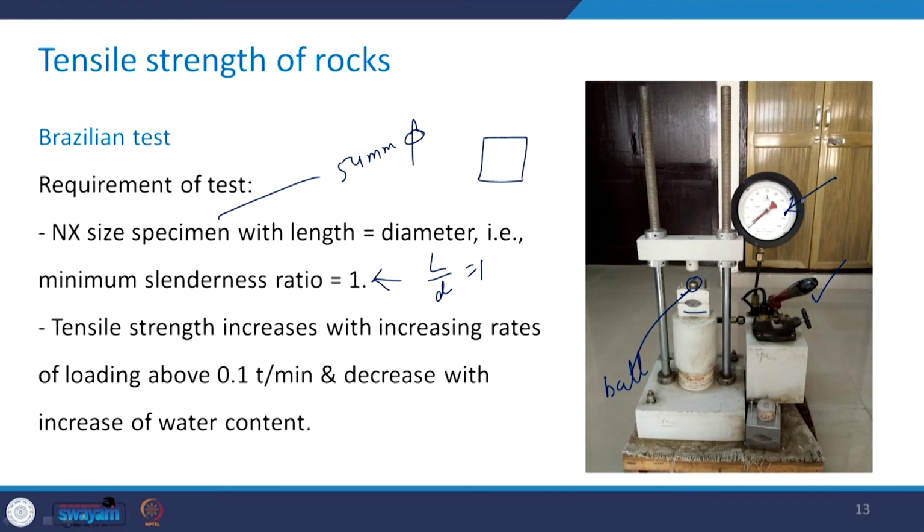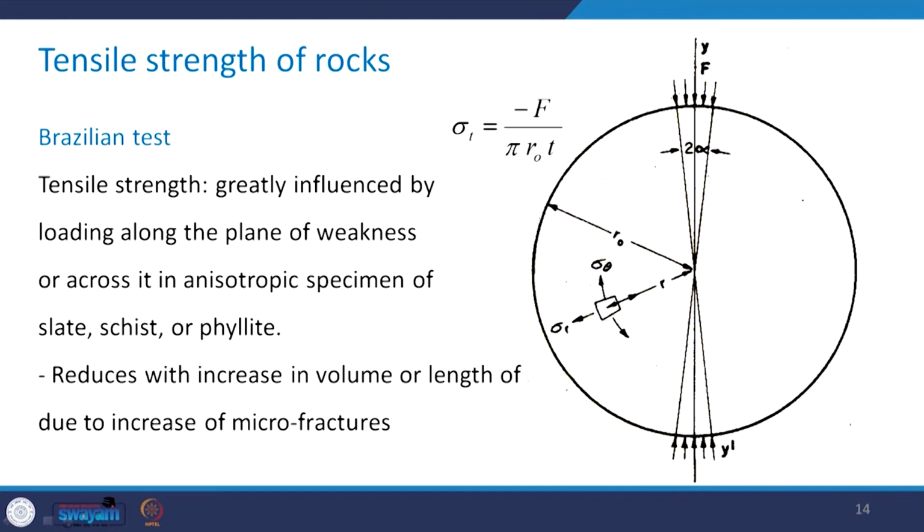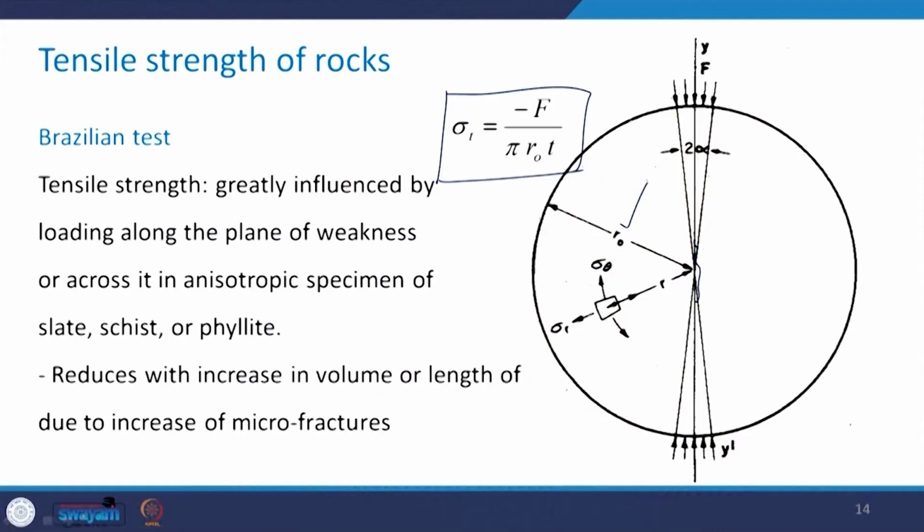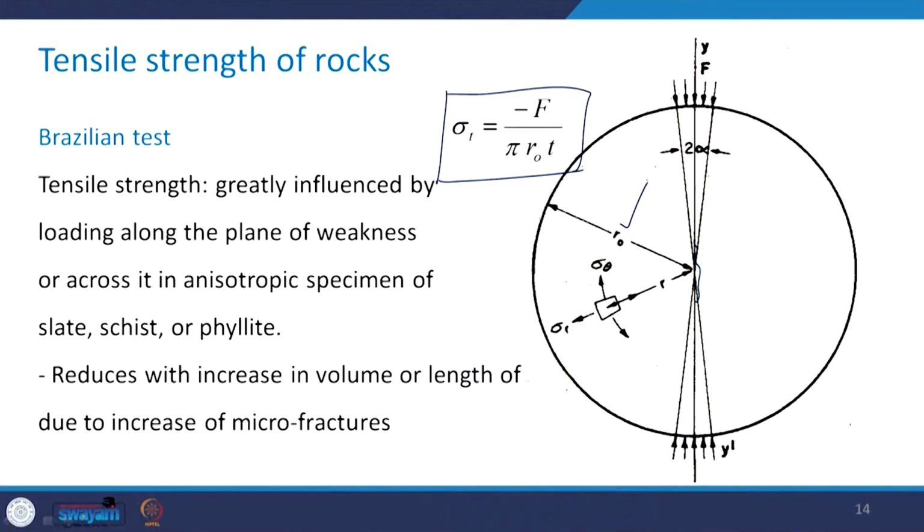Let us see how it looks as a schematic diagram. As I mentioned, the specimen should be loaded along the diameter, and this is valid when the crack starts propagating from the center only along this diameter. So, this is the philosophy. This tensile strength can be determined by this expression, where R naught is the radius of the specimen and T is the thickness of the specimen in the plane perpendicular to this plane.